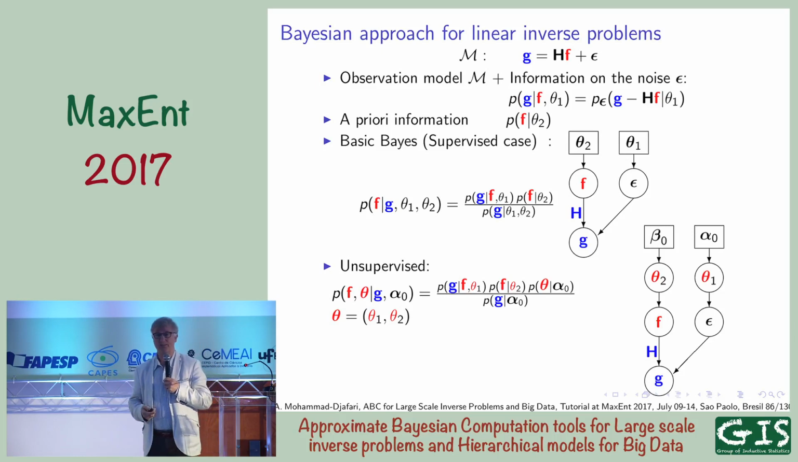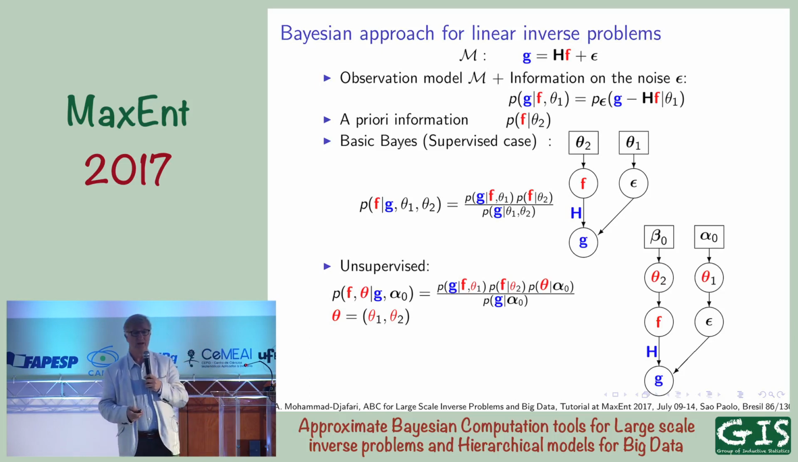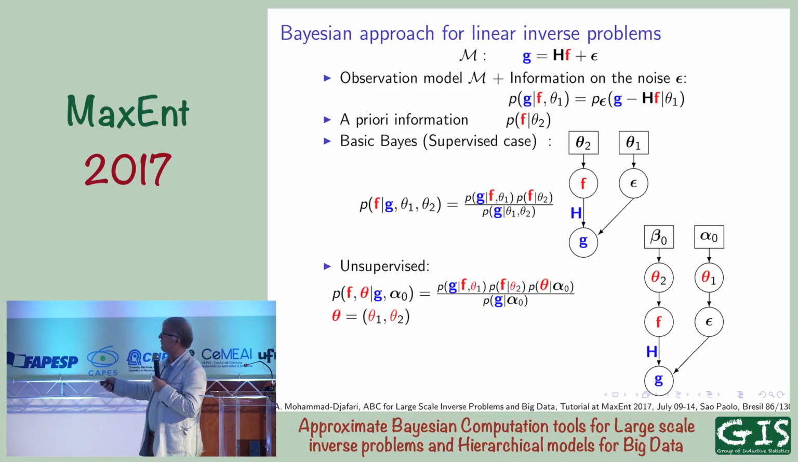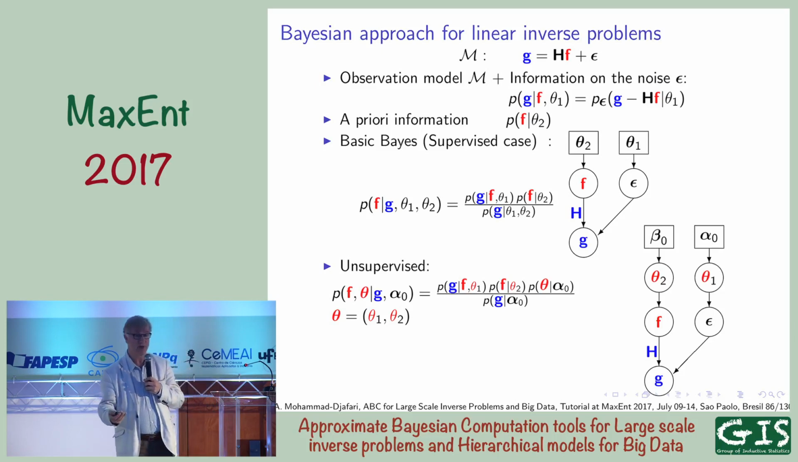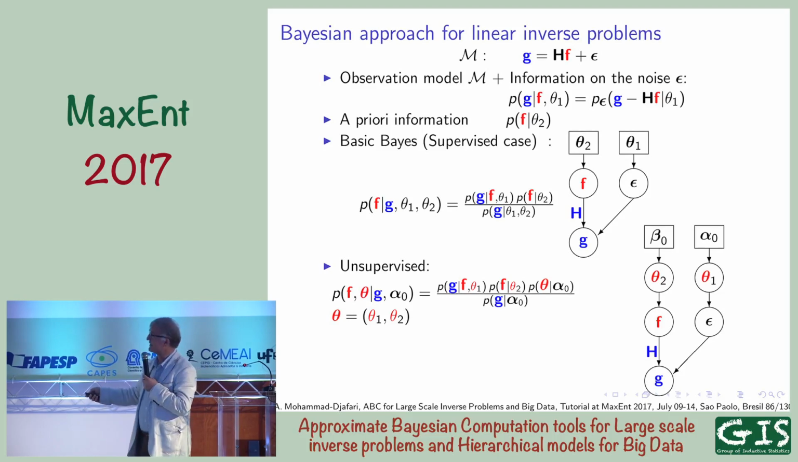In practical applications, variance of the noise, theta 1, we do not know. And also the prior model that we give for the problem may depend on some parameters which are also unknown. We say that this is the supervised method, for example. If it is unsupervised, it means that theta 1 and theta 2 are not known. So now, they became red.